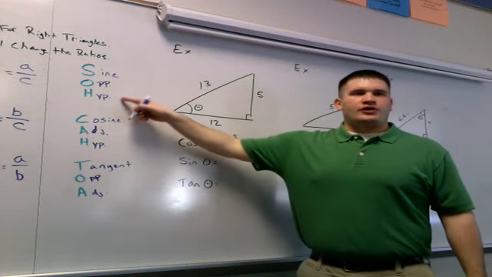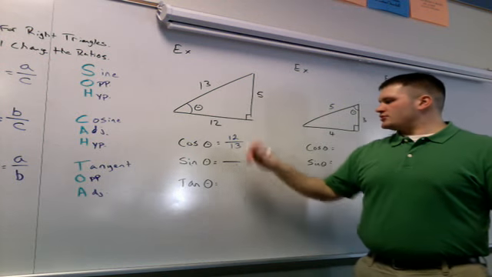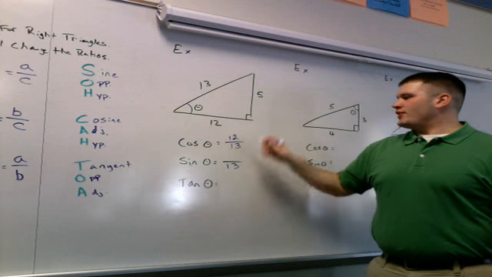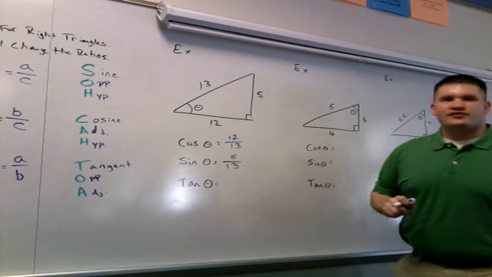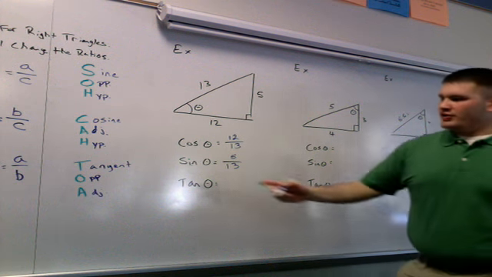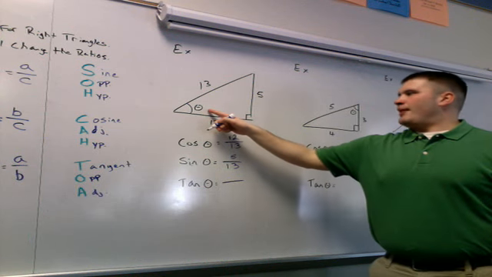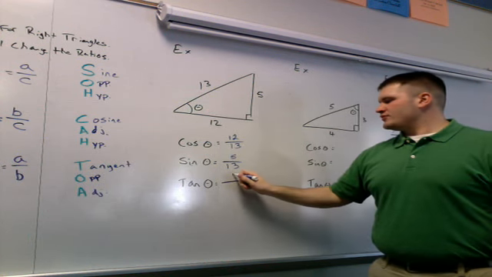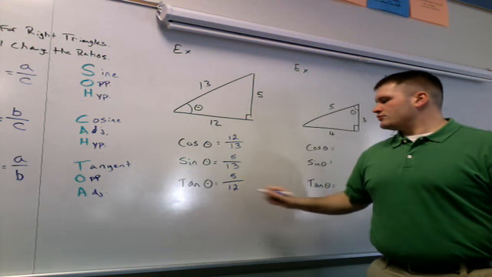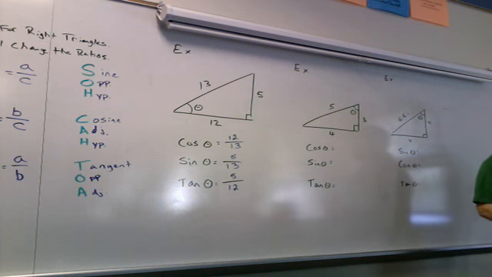Sine is opposite over hypotenuse. Which one's my hypotenuse? 13. Which one's opposite theta? 5. It's 5 over 13. And then tangent, the last one, is opposite over adjacent. Here's theta. Which one's opposite? 5. Which one's adjacent? 12. Does that make sense? Do you think you can do that?